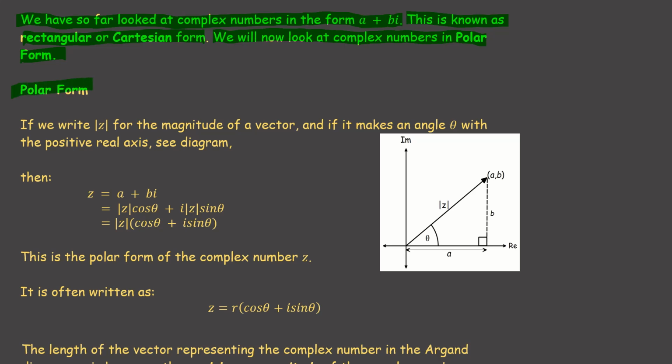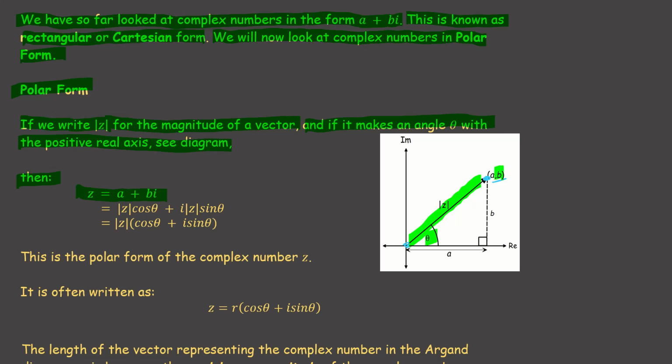Polar form. If we write mod z for the magnitude of a vector, we're talking about this vector here, where the complex number is represented in the Argand diagram by this vector going from the origin to the point (a, b). And if it makes an angle theta with the positive real axis, see the diagram just there, then the complex number z is equal to a plus bi, which we can see because it goes to the point (a, b).